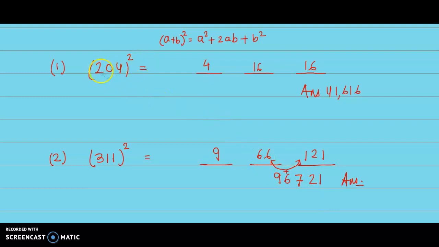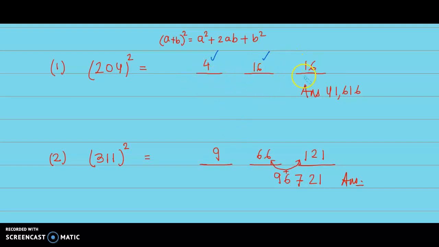We will be making use of that formula. As we have considered this 2 as A, this will be A square. I have written here A square, that is 4, and in the last I have written B square, that is 04 square, which is 16. And in the middle you will write A times B times 2, so 2 times 4 times 2 gives you 16. This is how you have to write them.